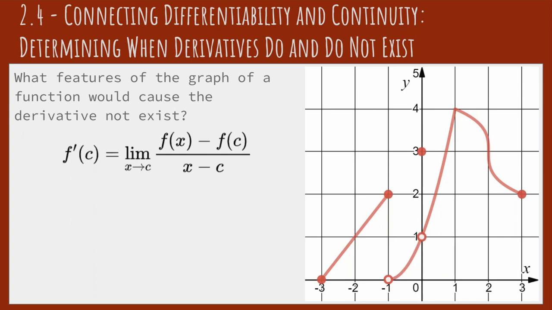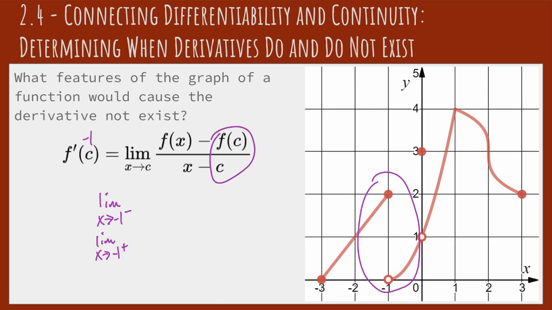Where we might run into trouble is at these points of discontinuity. So let's look at -1 here. If c is -1, then we're looking at this limit as x approaches -1 from the left, and the limit as x approaches -1 from the right. So f of c and c are going to be, in this case, at -1, f of -1, which is 2, and c is going to be -1. That's not going to change.